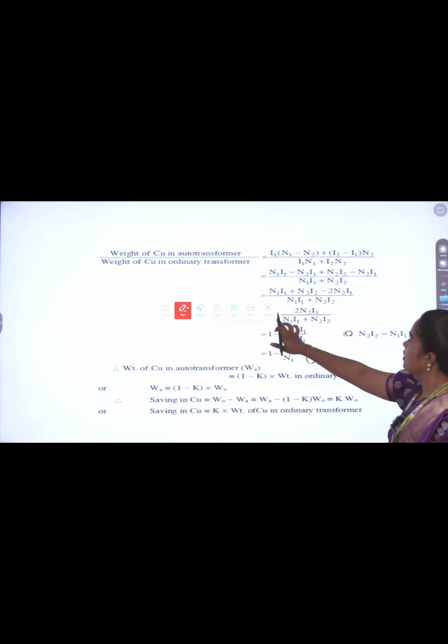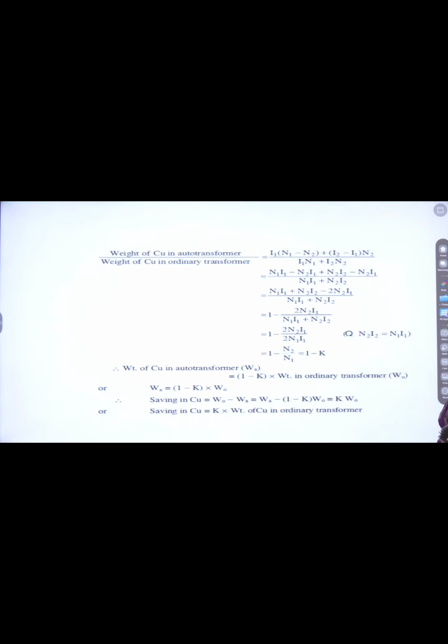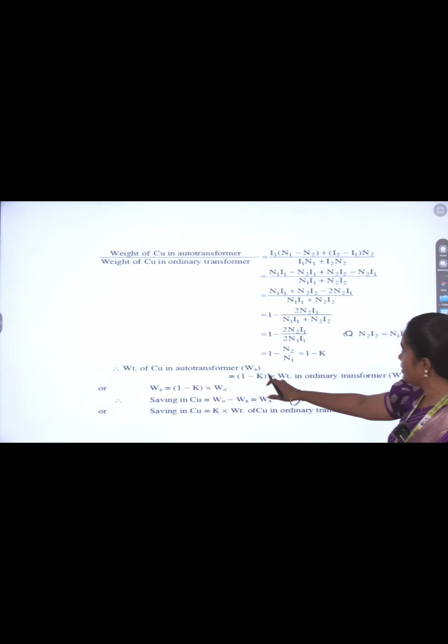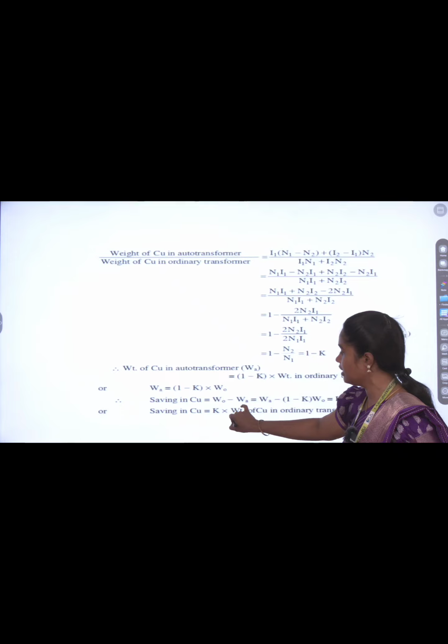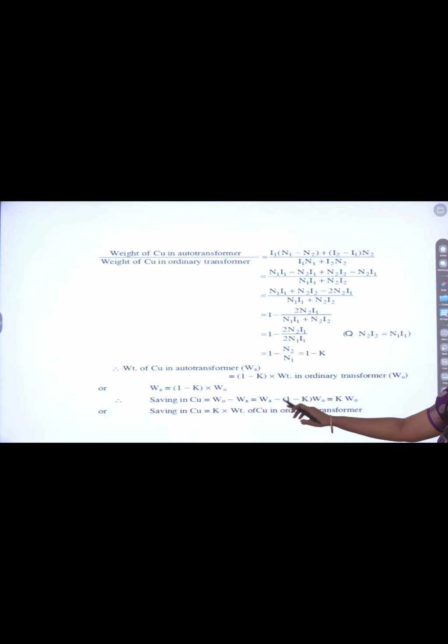Input power equals output power. So, finally similar terms will be cancelled. I1 cancelled, 2 will be cancelled. So, the final answer is 1 minus N2 divided by N1, which is equal to 1 minus K. And weight of copper in auto transformer means (1 minus K) into weight of ordinary transformer. We substitute the value and finally we get the saving in copper as K into weight of copper in ordinary transformer. If the saving of copper is needed in percentage, it is K into 100%. That is the formula for weight of copper in auto transformer.